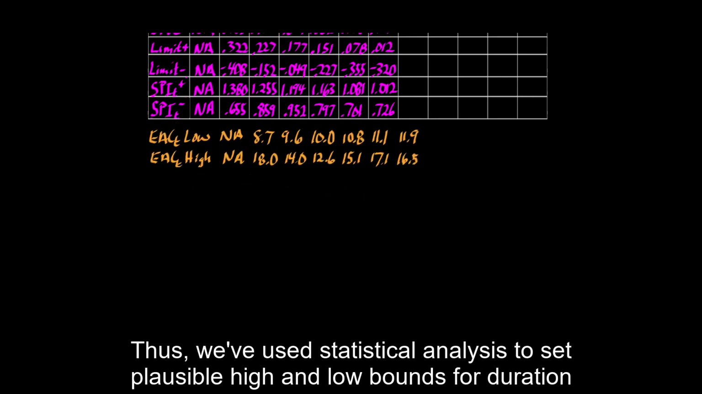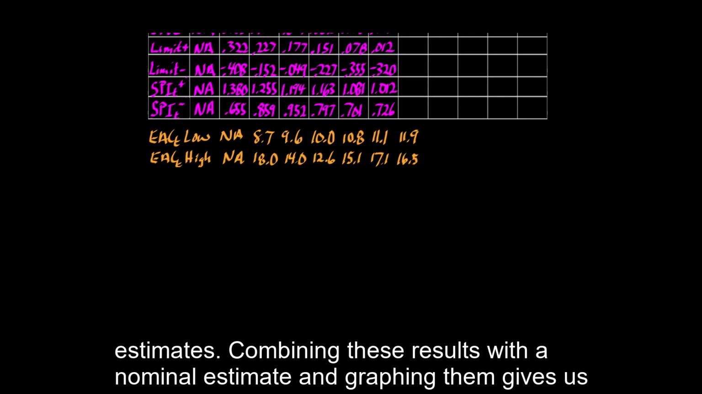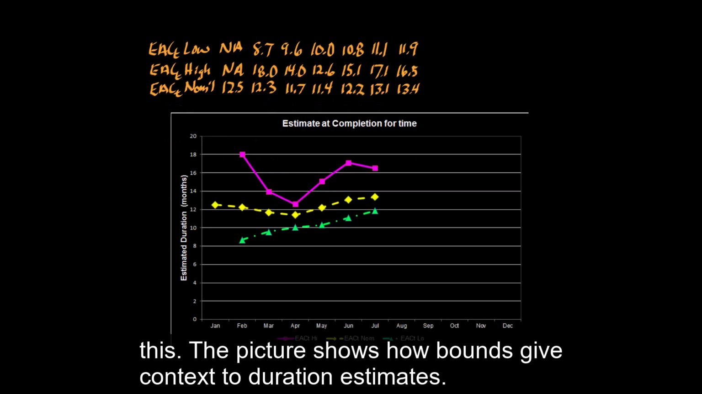Thus, we've used statistical analysis to set plausible high and low bounds for duration estimates. Combining these results with the nominal estimate and graphing them gives us this. The picture shows how bounds give context to duration estimates.